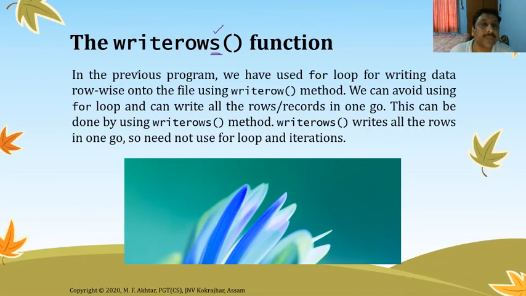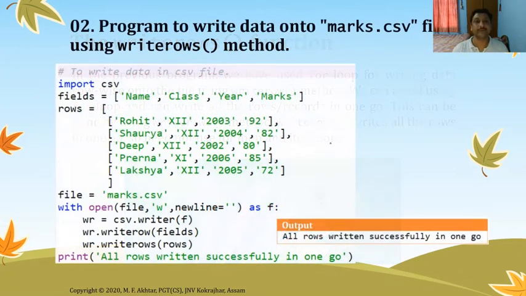How can we do it? In the previous program we have used a for loop for writing data row wise into the file using the writerow method. We can avoid using the for loop, and we can write all the rows or records in one go. This can be done by using the writerows method, which writes all the rows in one go, so there is no need to use a for loop or iteration. How can we do this? This is the program example.